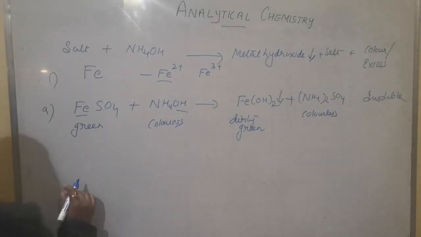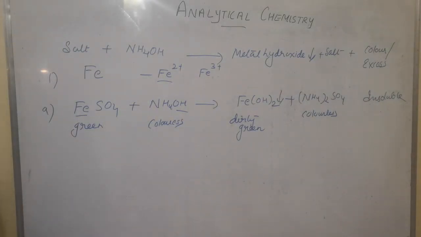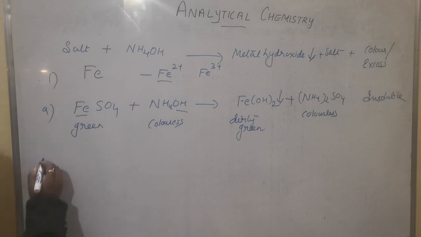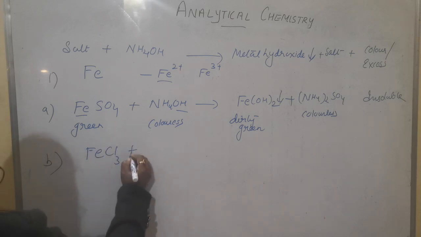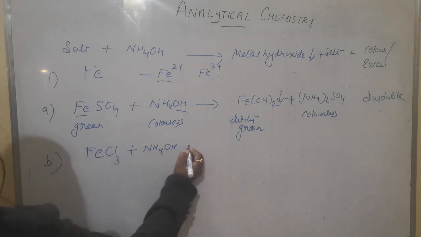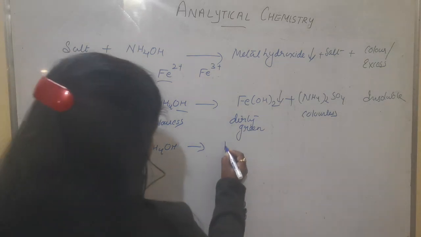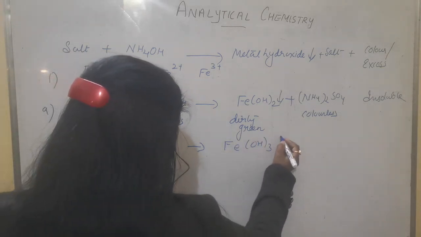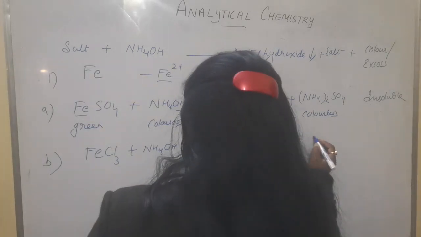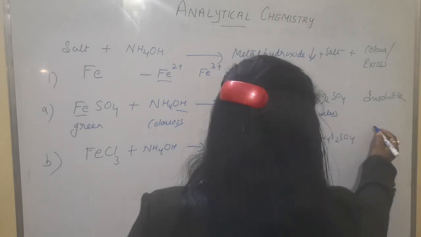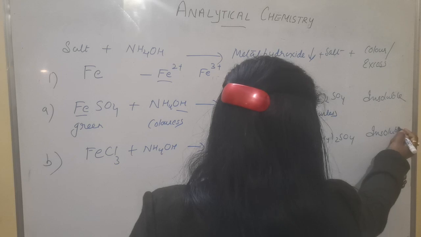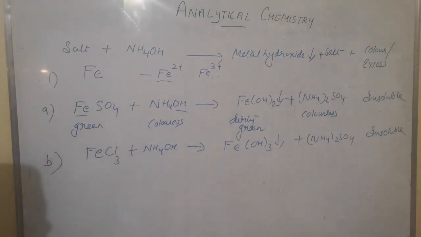We'll take one more example, now a ferric salt, ferric chloride. Add ammonium hydroxide, and you will get Fe(OH)3 as precipitate. Now try to recall the color of the ferric ion. What is the color of the ferric ion?